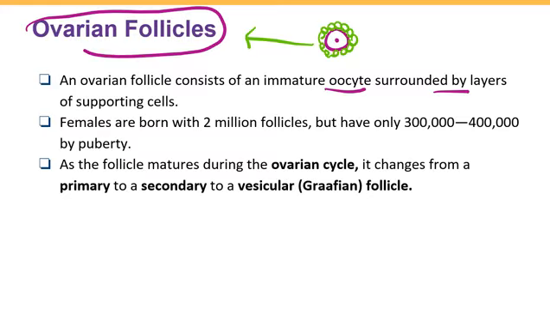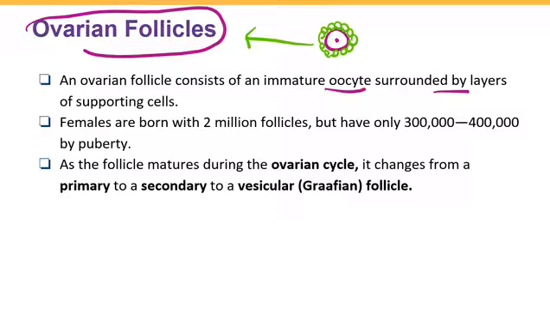At birth, each ovary contains about 2 million follicles, but many of them are lost naturally, and by puberty, only about 300,000 to 400,000 remain. Starting at puberty, under the influence of hormones, some of these follicles begin to grow during the ovarian cycle.